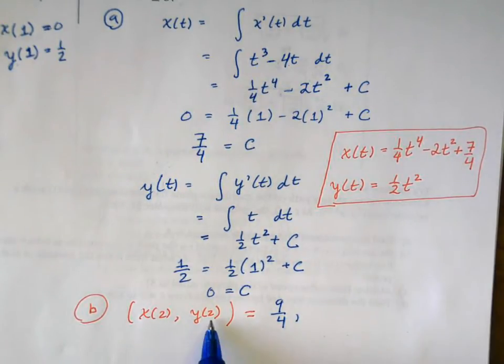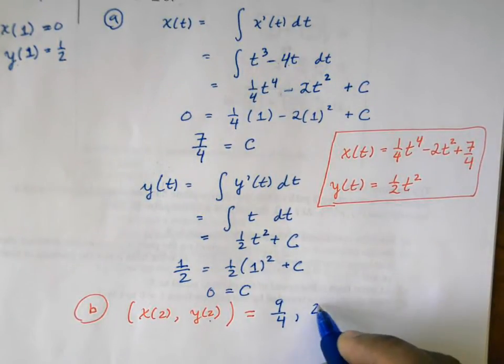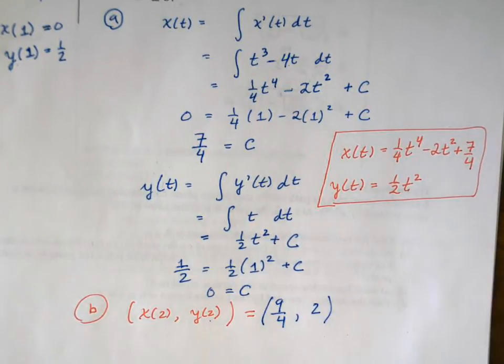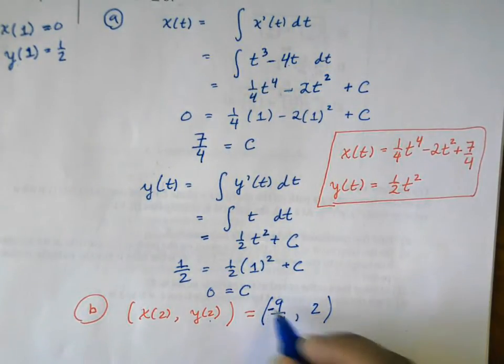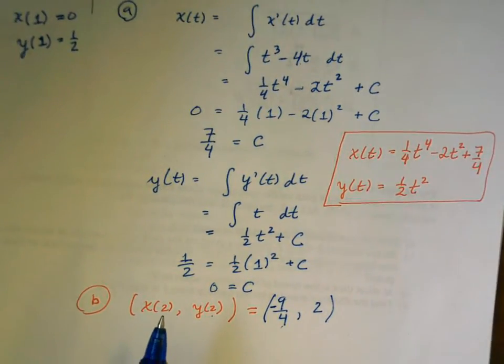For the y position, if we take 2 and substitute it into here, 2 squared is 4 times a half is 2. So that's this right here, and I'm sorry, this should be negative 9/4. My arithmetic got away from me there for a little bit. Negative 9/4, 2, is the position of the particle at time 2.